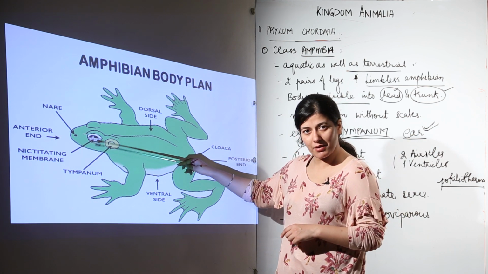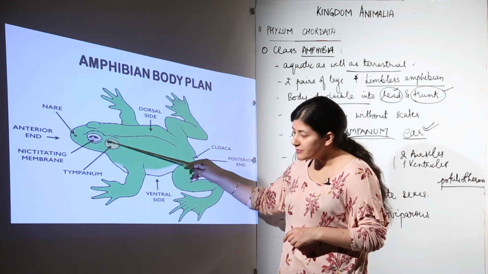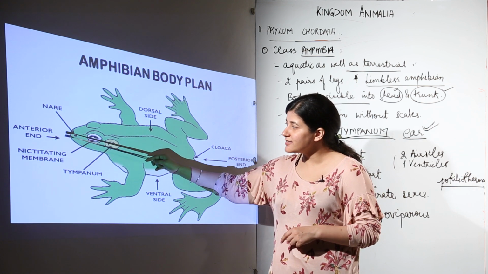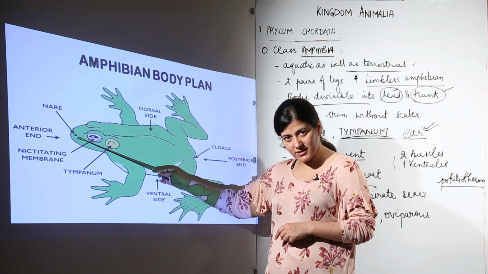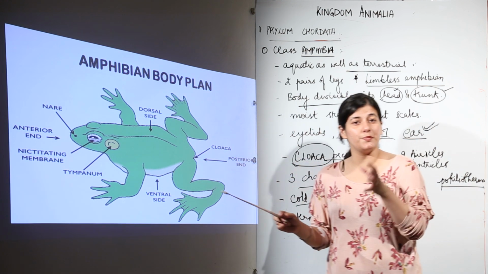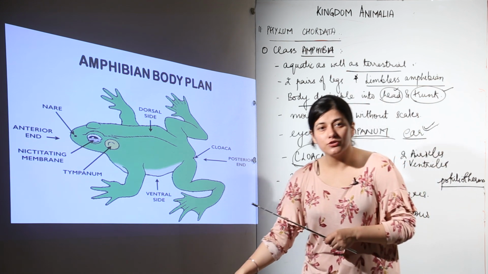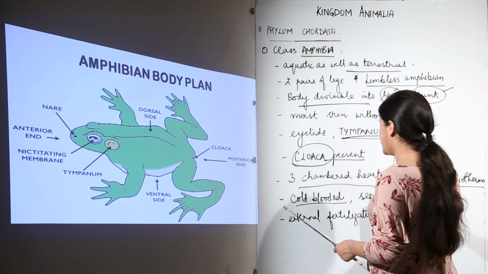You have a nictitating membrane that serves as eyelid. You have a tympanum that represents the ear. This is the anterior end that serves the purpose of mouth. There are nares which are present. That means the terrestrial respiration is going to come into the scene. So let us talk about the respiration as well.